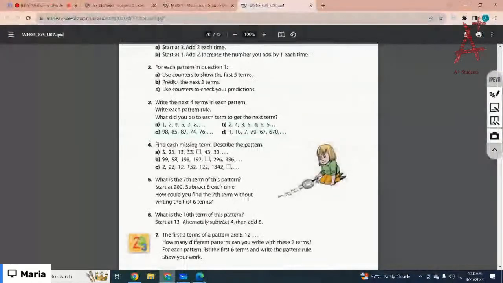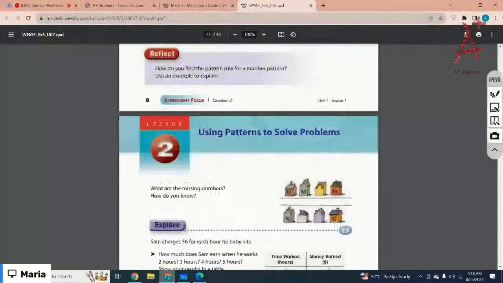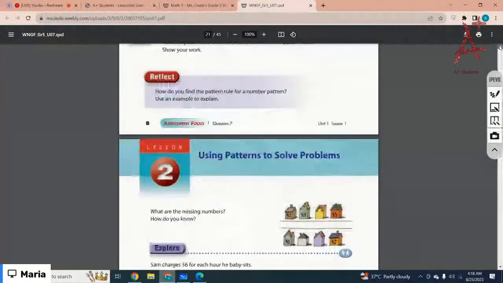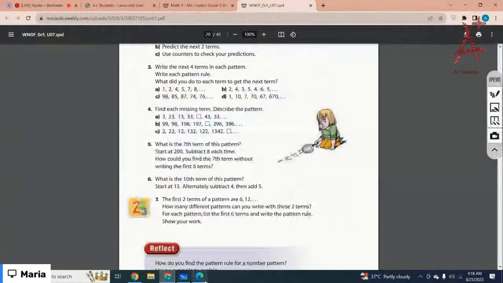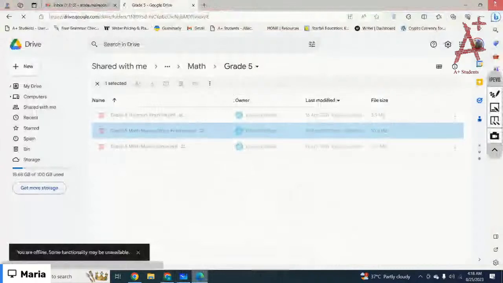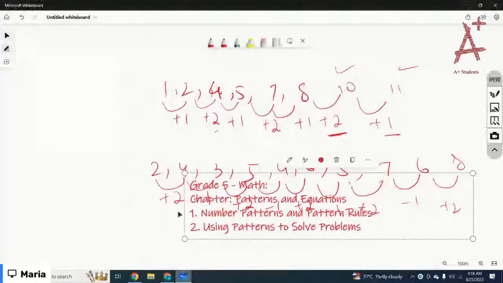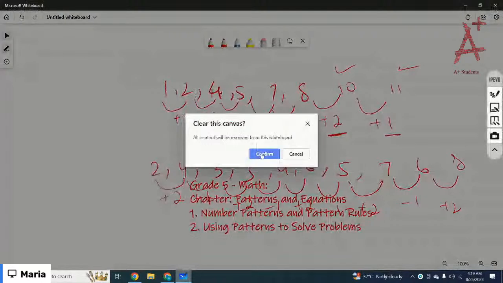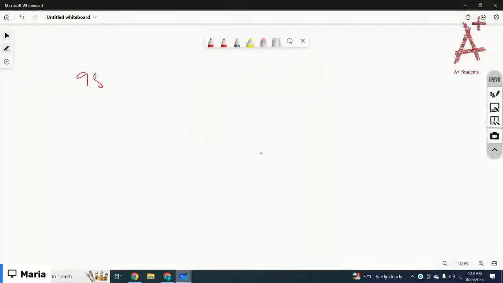Let me see how many questions we have. Okay, we can do this one: 98, 85, 87, 74, 76. The pattern is decreasing, right?